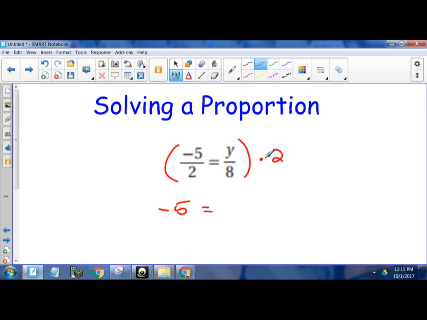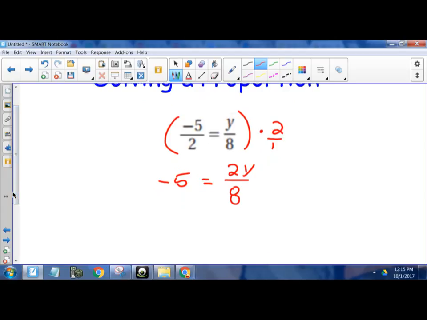And on the right side here, you would have to do a multiplication, right? This is top times top would be 2y. Bottom times bottom would be 8. And now we're kind of looking at a similar problem. We have an 8 on the bottom that we need to get rid of. So we would take the whole problem and we would times everything by 8.